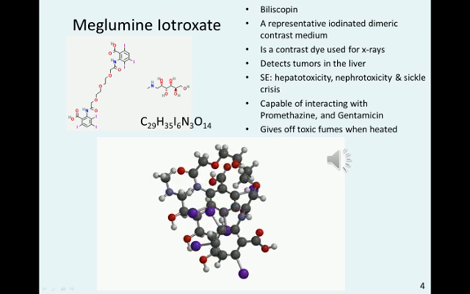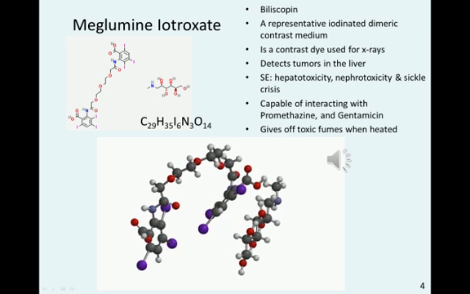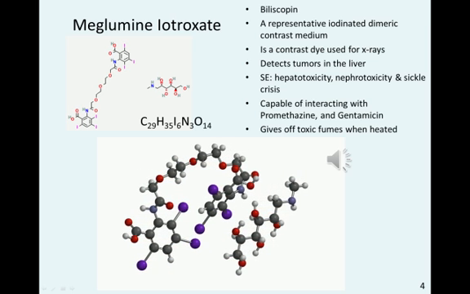Meglumine iotroxate. Its brand name is Biliscopin. It is a contrast dye used for X-ray purposes. It is used to detect tumors in the liver.